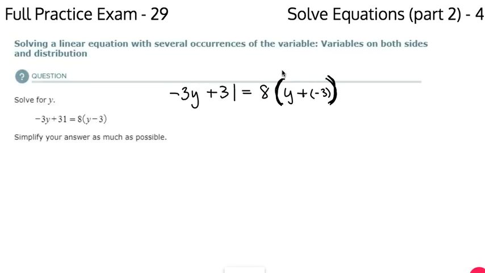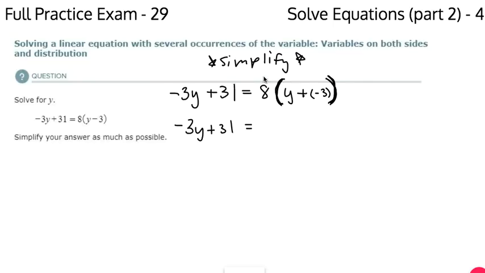Now, before I can actually solve, I need to simplify first each side, right? On the left-hand side, there's nothing to simplify. I have negative 3y plus 31. That's good how it is.